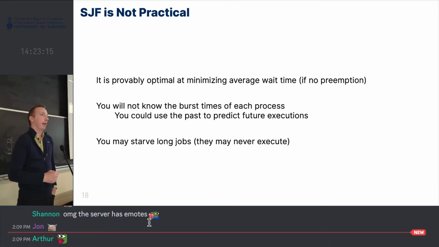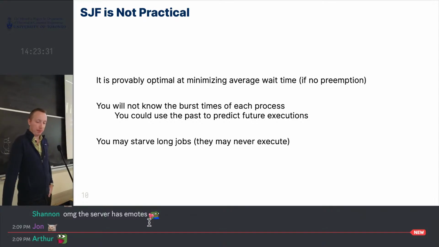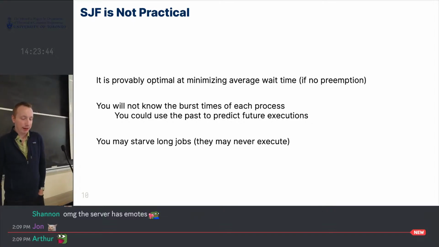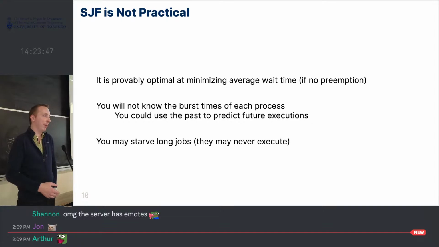So the first thing is that shortest job first is not super practical. Through math, you can prove that it is optimal at minimizing the average waiting time if there's no preemption. But in reality, you will never know the burst times of any processes. So maybe you can guess them, have some model for that, but in general, you might be wrong, and some things aren't always predictable.